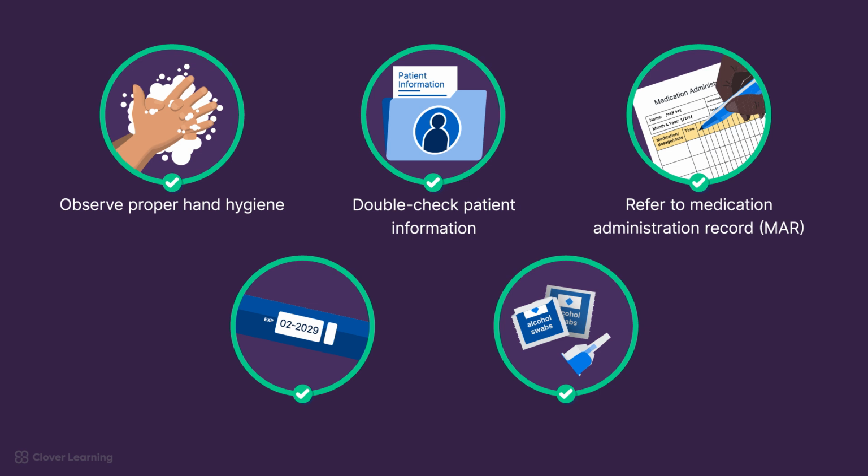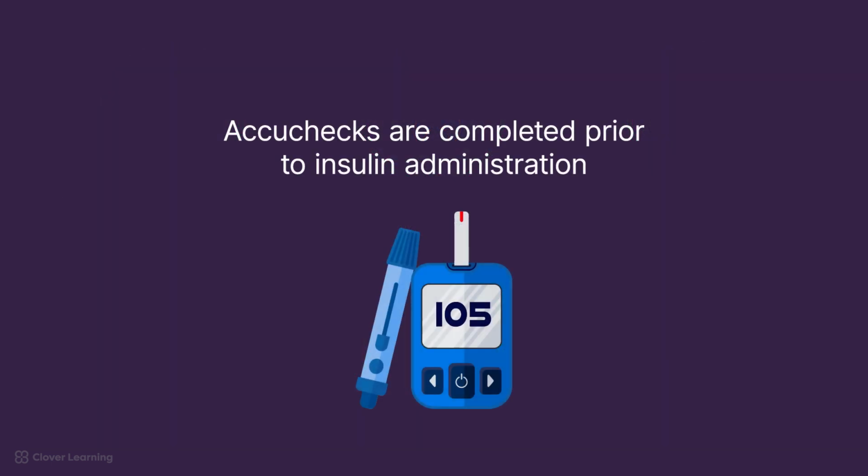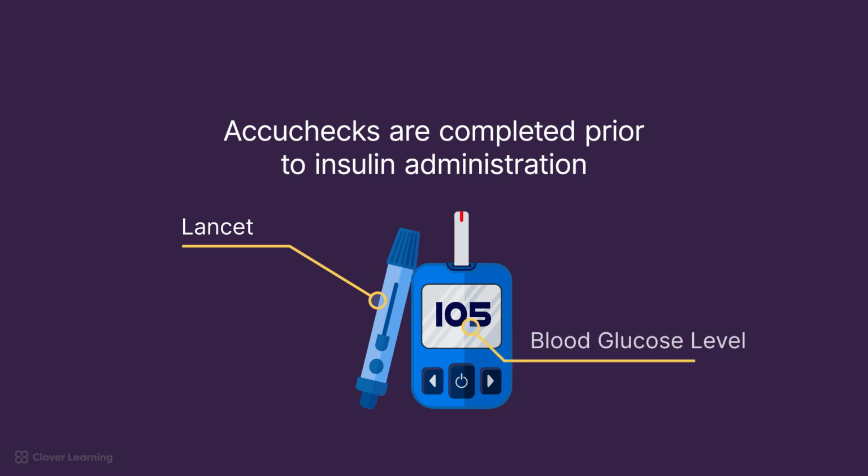Refer to the Medication Administration Record, or MAR, to see when the medication was last administered. Obtain the required medication in the correct dose and check the expiration date, and gather any equipment needed to administer the drug. AccuChecks are generally completed prior to insulin administration. Check the blood sugar results of your patient. Know your facility parameters in regards to when to hold insulin based on blood sugar results.